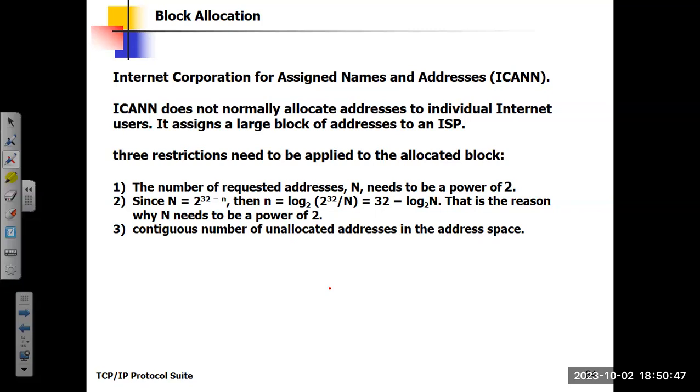The number of requested addresses n has to be a power of 2. I'm looking for 1,000 IP addresses. I cannot give somebody only 1,000. Why? Because 1,000 is not equal to 2 to the power of a number. So what is the closest number to 1,000? It is 1,024, which is 2 to the power 10. Perfect. So I need only 1,000, but they gave me 1,024.